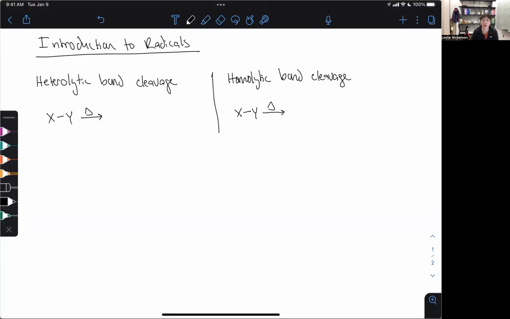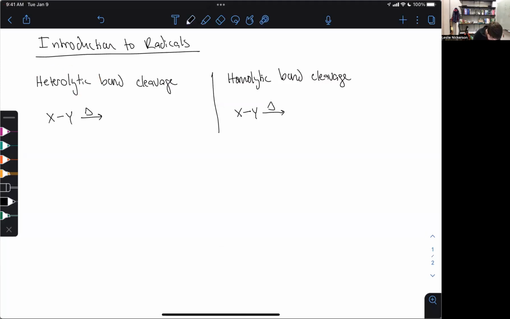Everybody, I'm going to talk about radicals a little bit in this video. So radicals are definitely a very new topic that we have not encountered so far. Really it comes down to what's happening when we're breaking bonds, right? Most of what we've been working with so far has been focused on heterolytic bond cleavage.